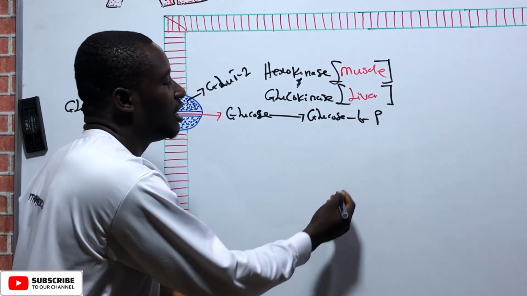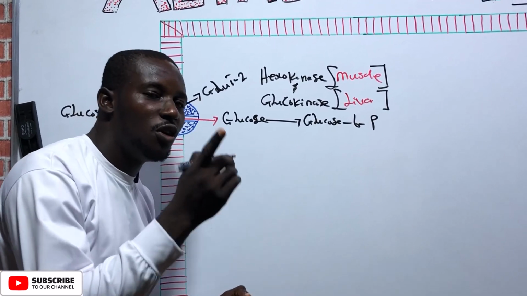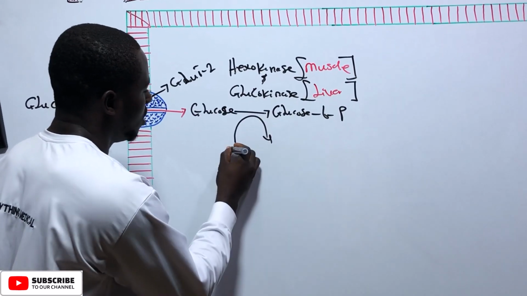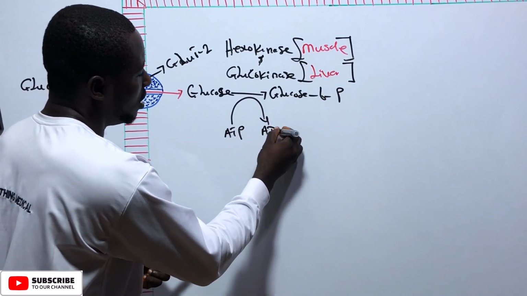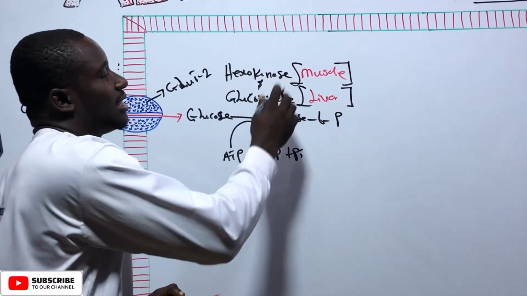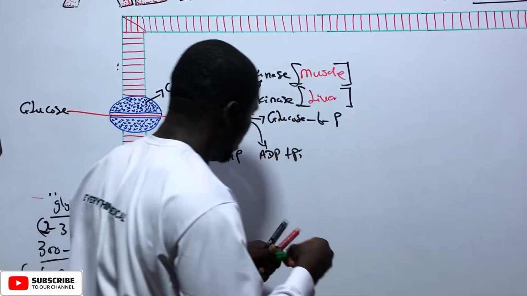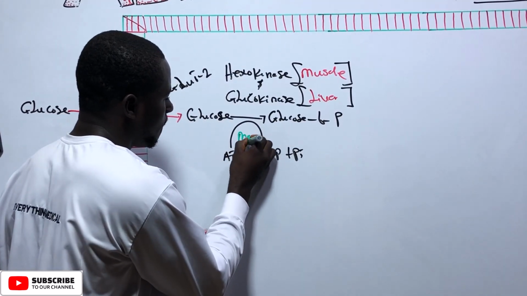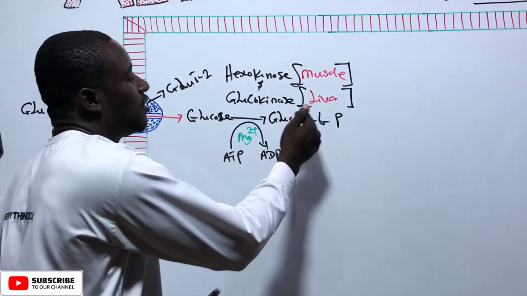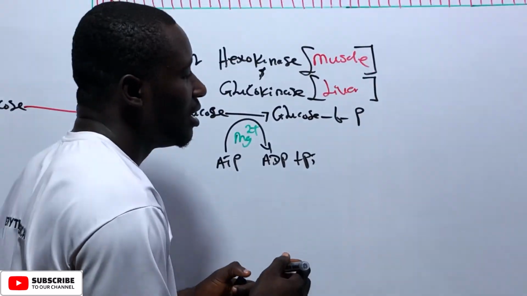Since glucose is phosphorylated, it requires the usage of ATP. That is one molecule of ATP, recall from Embden-Meyerhof-Parnas pathway, that is glycolysis. It goes this way. ATP will form ADP plus inorganic phosphate, that is the Pi. And this enzyme requires magnesium ion. So there is presence of magnesium ion in them.